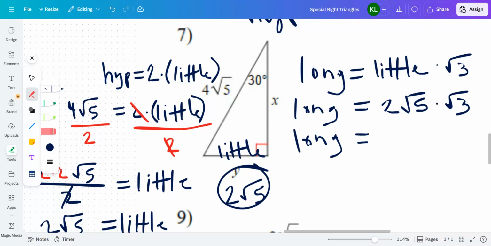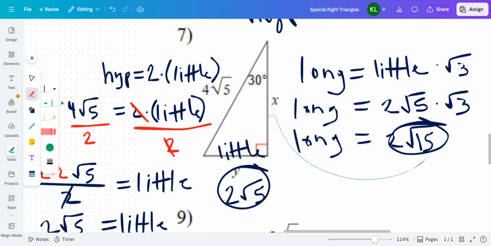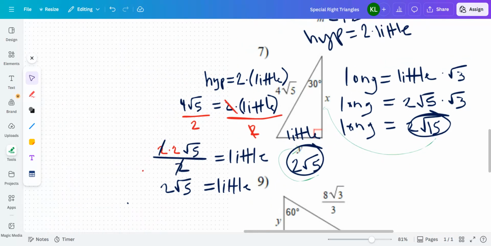Oh gosh, this is looking terrible. So we're going to have 2 times the square root of 5 times the square root of 3, which is the square root of 15. And that radical does not simplify, so we are finished here. Oh my goodness, it looks awful. But anyhow, x is 2 square roots of 15, and y in this case is 2 square roots of 5. So this did require a little bit more work.